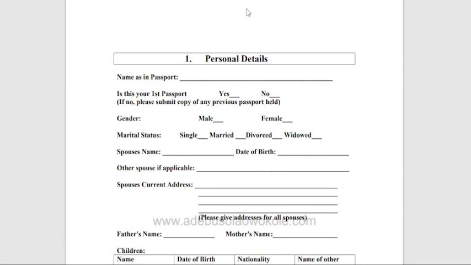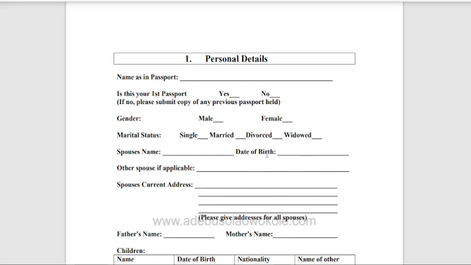So name, as it is in passport, you put this: is this your first passport, yes or no? Gender, male or female, you just tick. Marital status, for kids it's going to be single. And for kids, in this questionnaire, spouse's name is going to be not applicable, because they are not married. If someone is single as well, this part is not applicable.